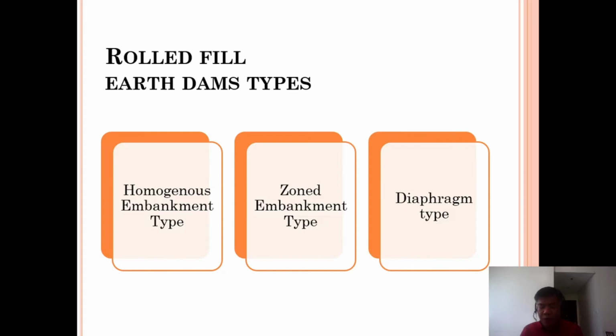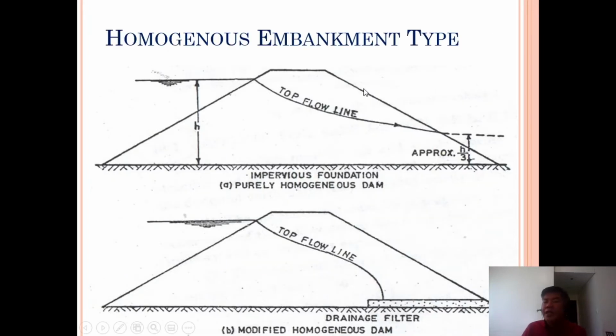Then the third one is the diaphragm type. When we talk of the diaphragm type, there is a diaphragm wall in the center. I think I have the pictures, so I'll show you later. Oh, this one. So this is the homogeneous embankment type. If you can see, the whole of the earth dam is of homogeneous material. So take note of this.